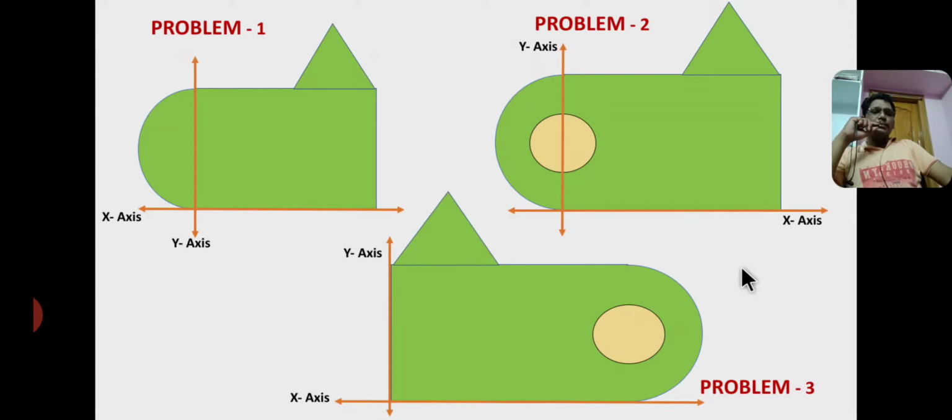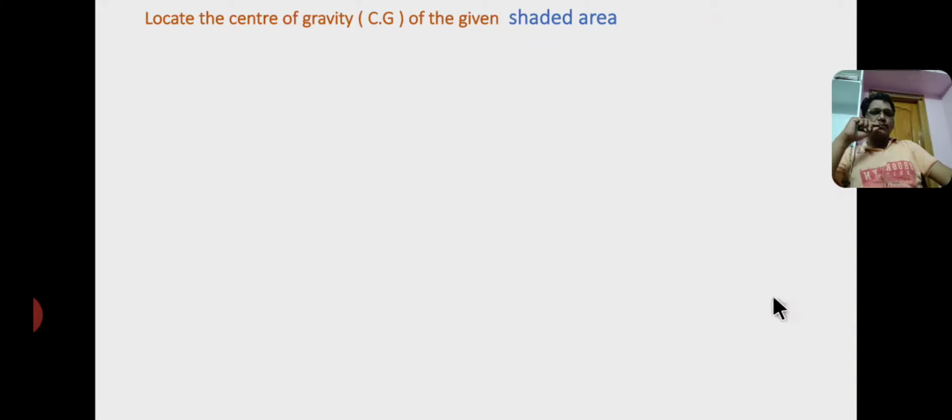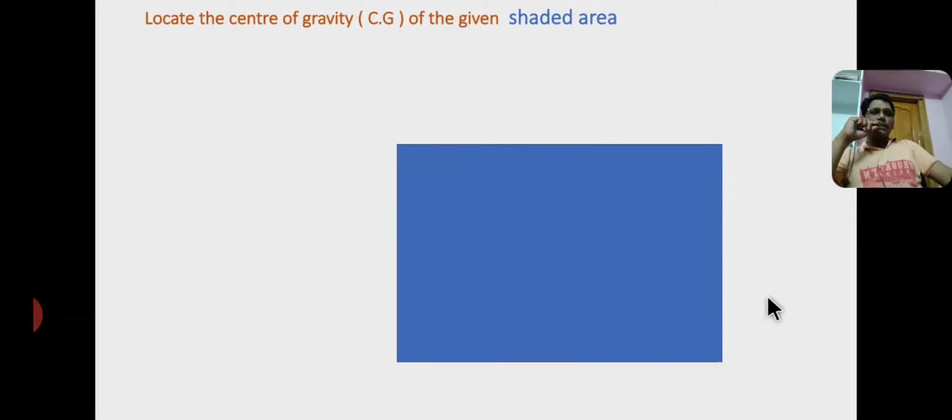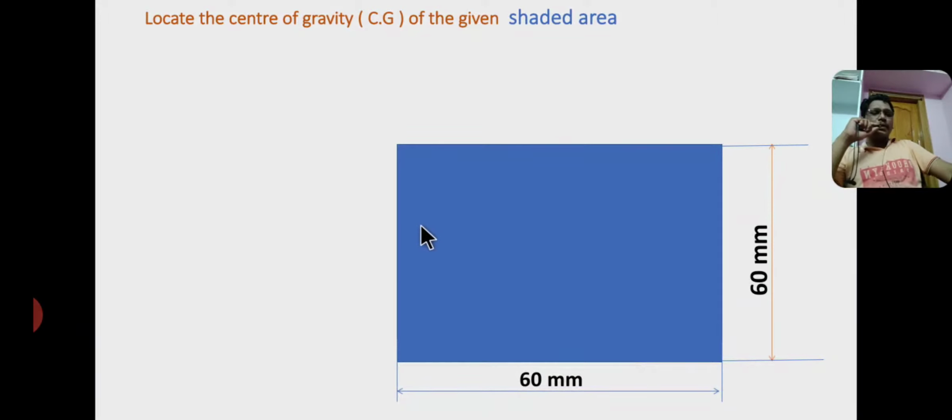In the next slide I explain how to locate the centroid or center of gravity for this type, that is problem 1. First of all, the given section is split up into 3 parts. First section is a square having dimensions base b equal to 60 mm and height or depth d equal to 60 mm. Therefore the area of the square A1 equal to 60 into 60, that is the base into height, 60 by 60 equal to 3600 mm square. I consider this as section 1.